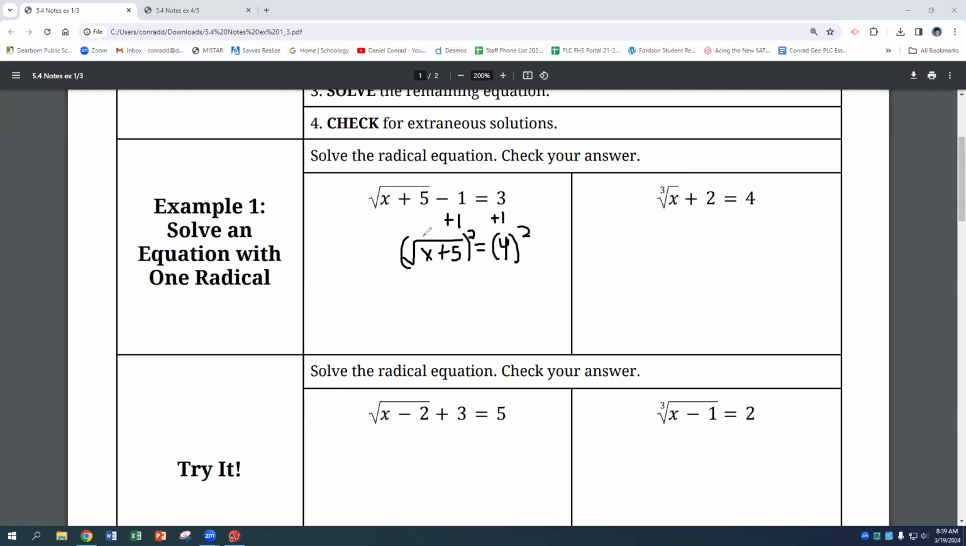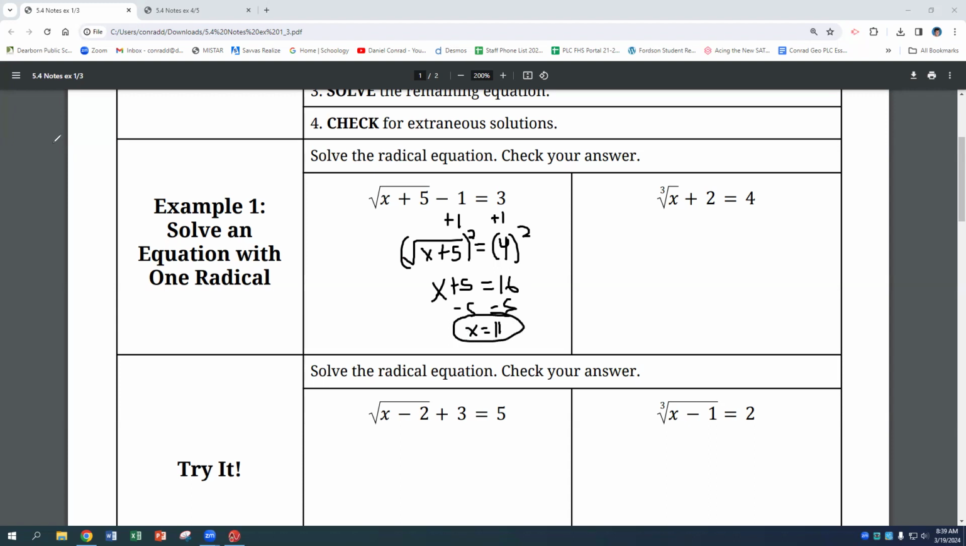All right, the square is going to be the inverse operation of the square root. So you can think of it as canceling. It's not really canceling out, but you can think of it that way. And we get x plus 5 on the left. And on the right, 4 squared is going to be 16. We can subtract 5 from both sides. So we get a solution of x equals 11.